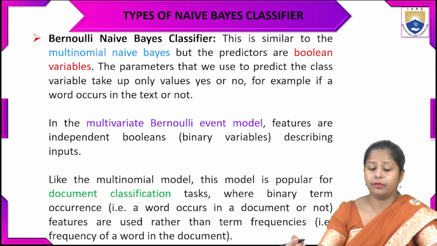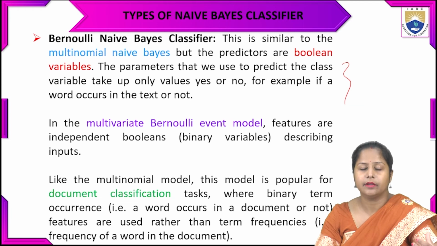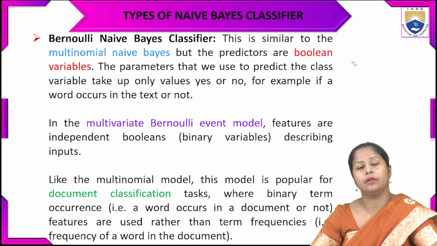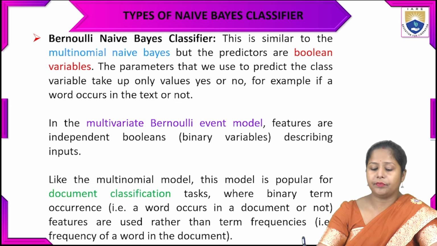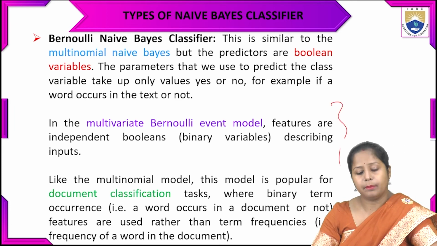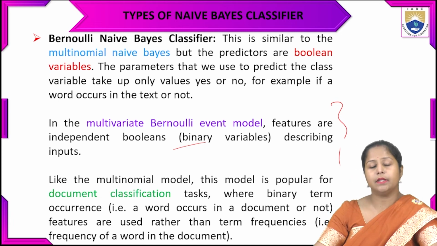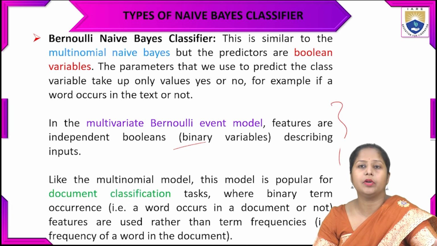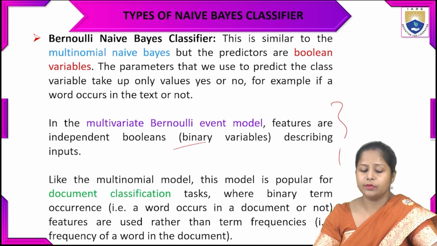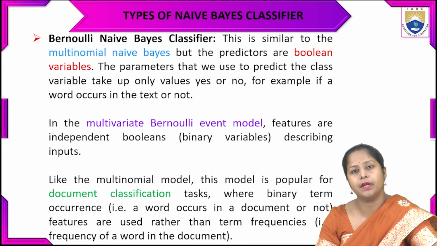For example, if a word is present in a paragraph or not present in that paragraph, for this type of classification we use the Bernoulli naive Bayes classifier. In the multivariate Bernoulli event model, the features are independent Booleans, that is, binary variables that describe the input.